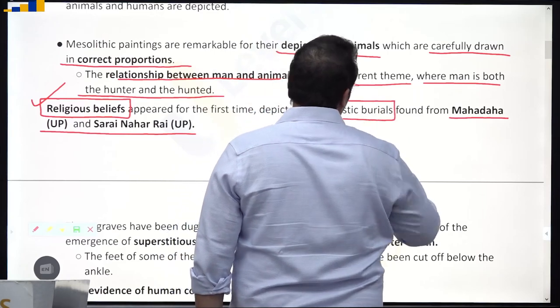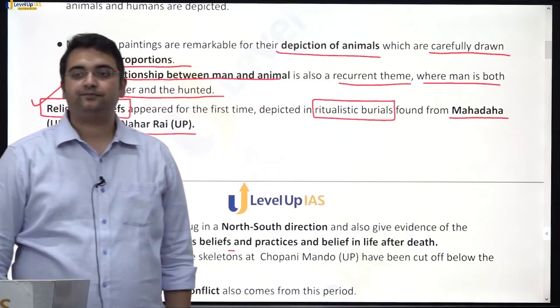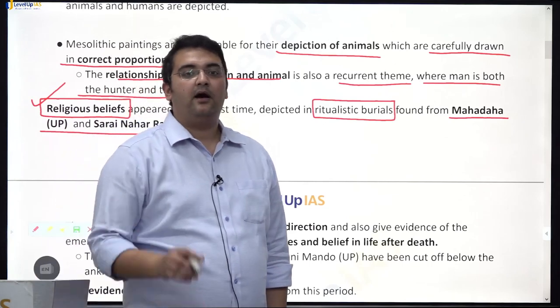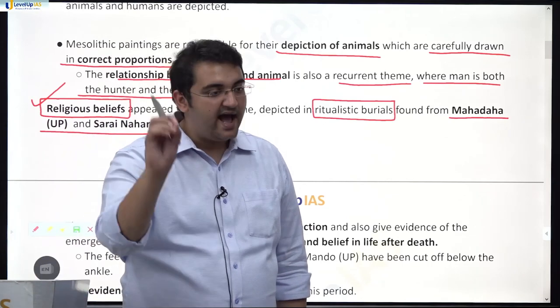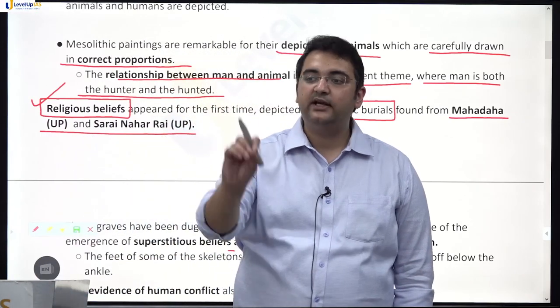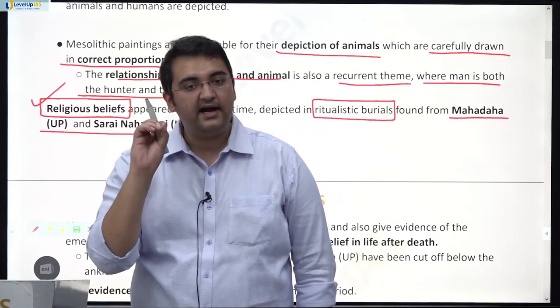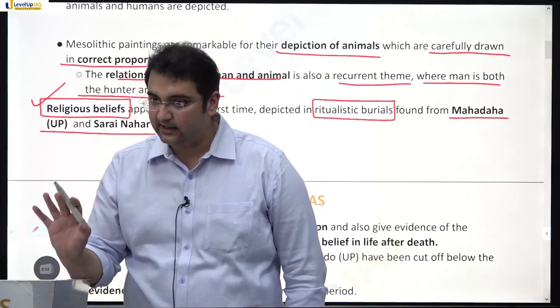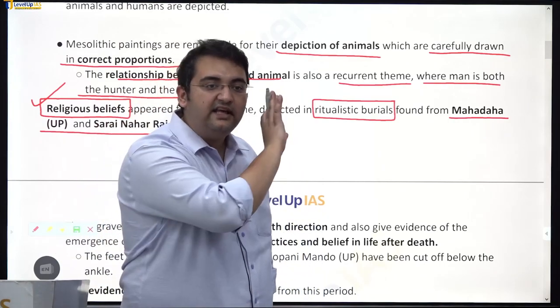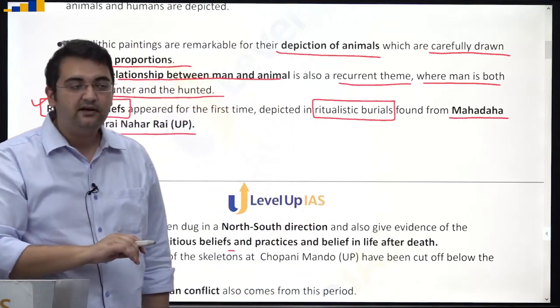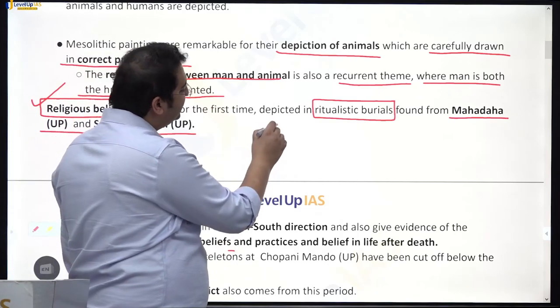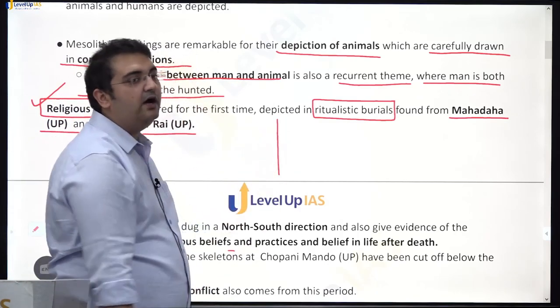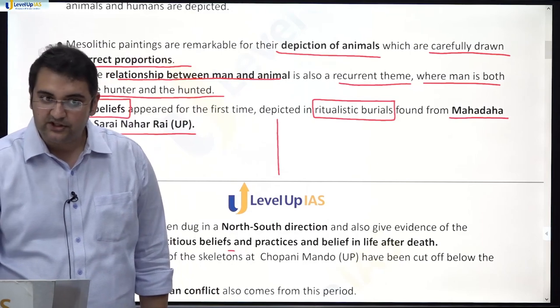Now, what do you understand by ritualistic burial? A burial that has been carried out in accordance with predefined rules and regulations. Proper vidhi ke saath follow kiya gaya hai. Theek hai? And what is the evidence of this ritualized burial? That all the skeletons are oriented in a north to south direction.